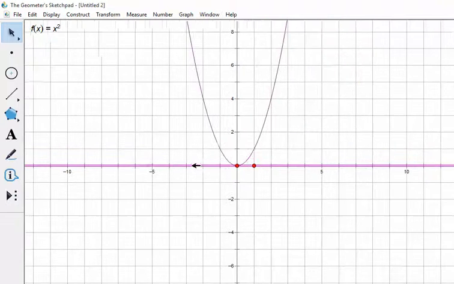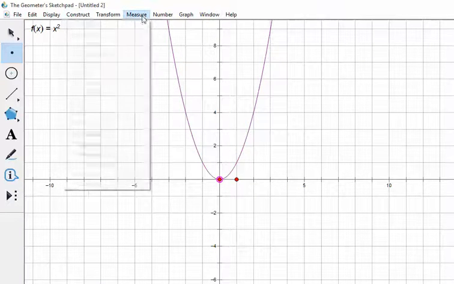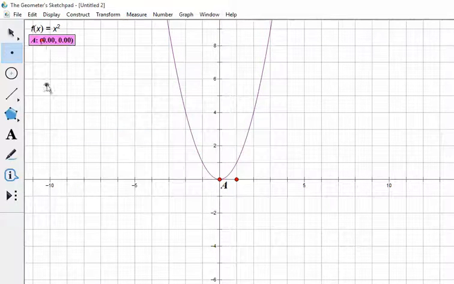So there were some questions that you were going to answer about this. One of them was, what's the vertex? The vertex is the point where it turns. You can take and put a point on the vertex, and then you can go to Measure, Coordinates, and it'll tell you exactly what the vertex is. This vertex is (0, 0), which you could have figured out even without measuring it. It's also going to ask you if it opens upwards or downwards. It opens upwards. You could pour water into it. It would hold water.